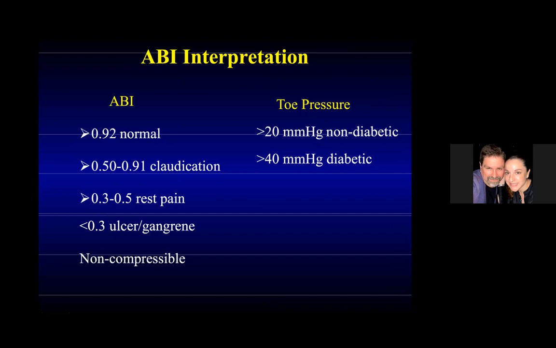So somebody who's got an ulcer and is non-diabetic, they need 20 millimeters of mercury of pressure in those toes to heal their wounds. And if they're a diabetic, they need greater than 40 millimeters of mercury, okay?